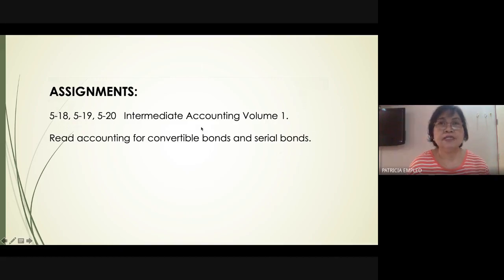Again, financial liabilities is the last chapter of Volume 1. Volume 1 focuses on financial assets and financial liabilities of financial instruments, except for shareholders' equity. Because we are already in the last chapter of Volume 1, you have to get ready your Volume 2 Intermediate Accounting books. For our next lesson, you are to read Accounting for Convertible Bonds and Serial Bonds. And we are to prepare entries when bonds were issued between interest payment dates.